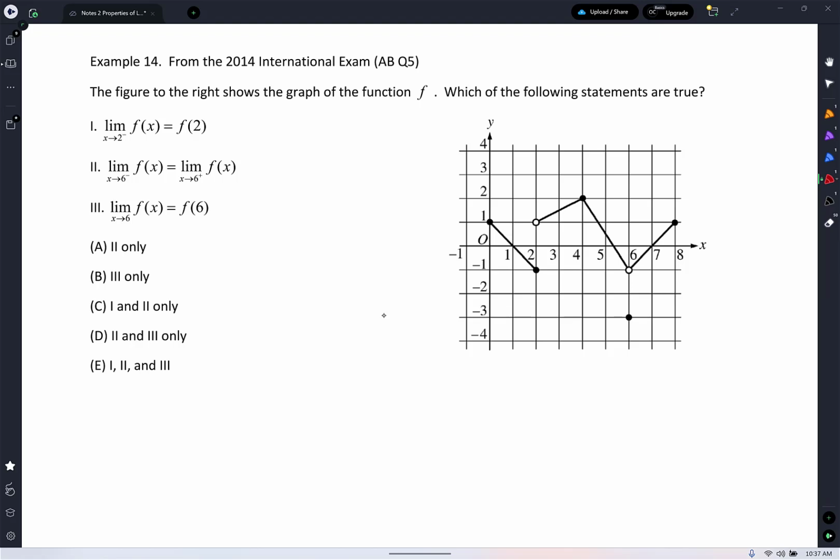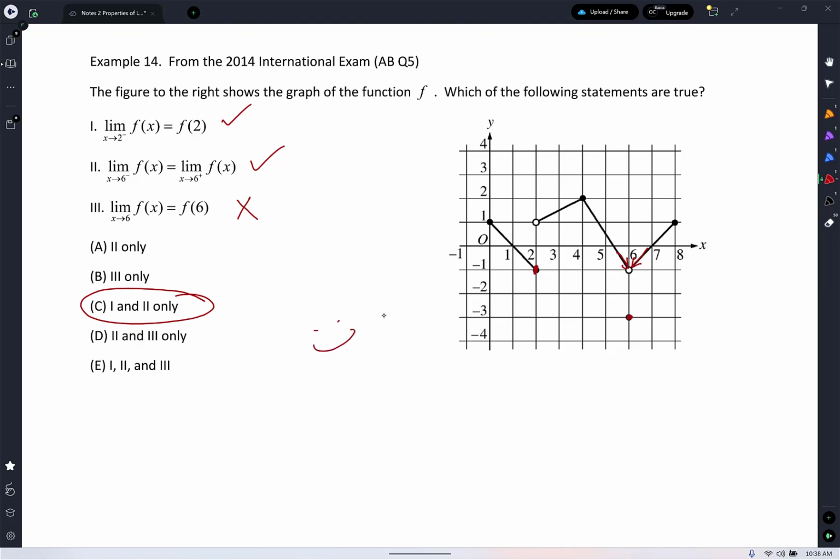Let's see. Roman numeral 1. As x approaches 2 from the left, that equals f of 2. Is that a true statement or no? That's a true statement. F of 2 is negative 1, and the limit as x approaches 2 from the left is also negative 1. That's true. Roman numeral 2. Limit as x approaches 6 from the left equals the limit as x approaches 6 from the right. Is that a true statement? Yes. Roman numeral 3. Limit as x approaches 6 equals f of 6. Is that a true statement? No. What two are the true statements? 1 and 2.